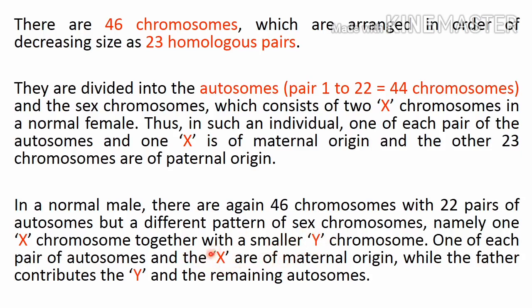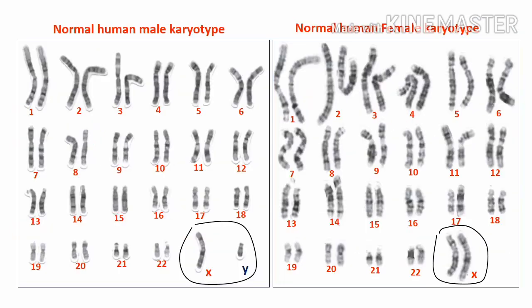The X comes from the mother, and the Y is donated by the father, whereas in the female, one X is donated by the mother and the other X is donated by the father.